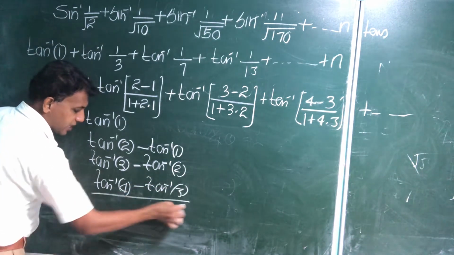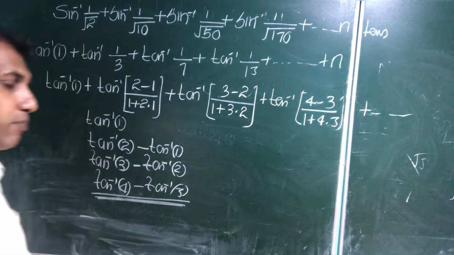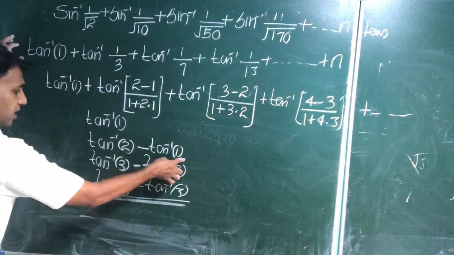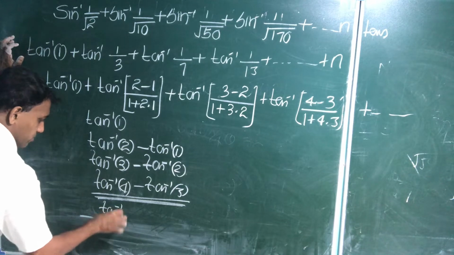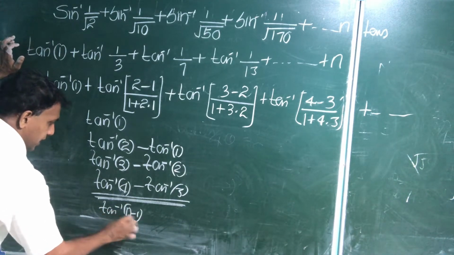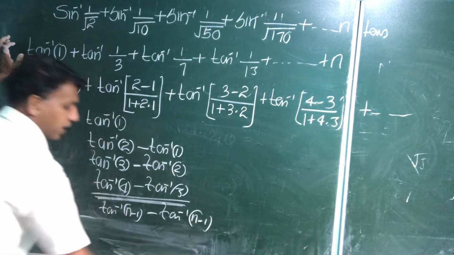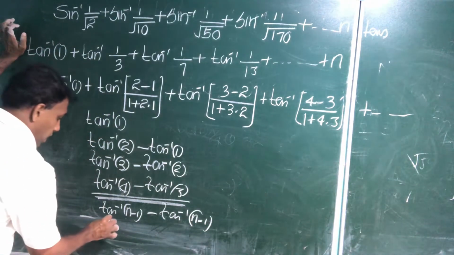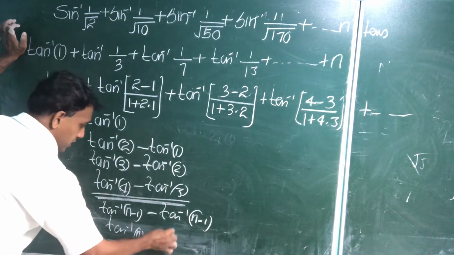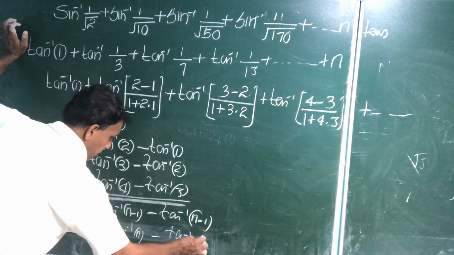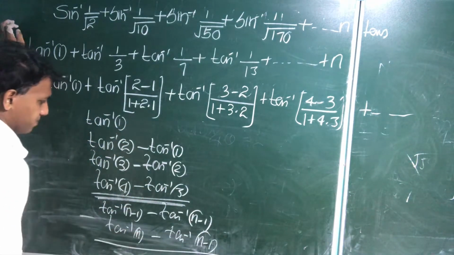If you move like this for many terms, it is better to show the last two terms. How are the last two terms? n minus 1. Here 2 means 1, 3 means 2, 4 means 3. Tan inverse n minus 1. The last one, tan inverse n, then here tan inverse n minus 1. Check that: 4 means 3, n means n minus 1.